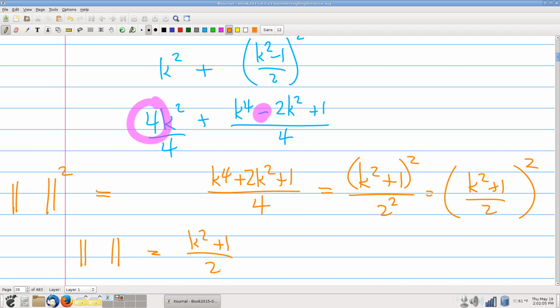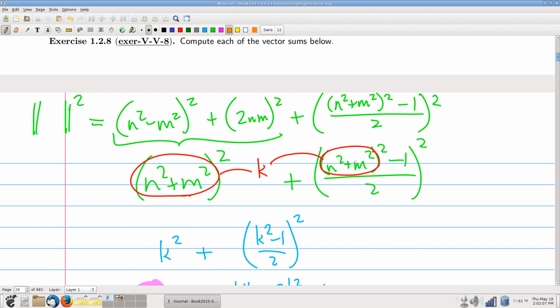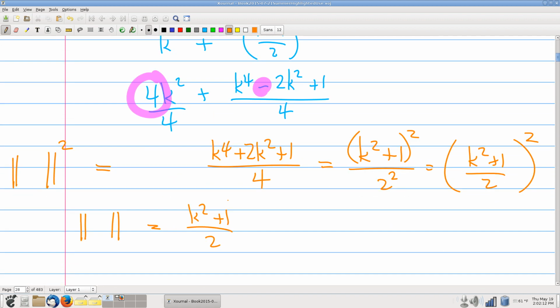K is an integer because, don't forget, K was n squared plus m squared. So if K is an integer, that means that K squared plus 1 over 2 is either an integer or a half integer. Is everybody happy with how that worked out? Again, the weird little algebraic coincidence showed up twice in the same calculation.